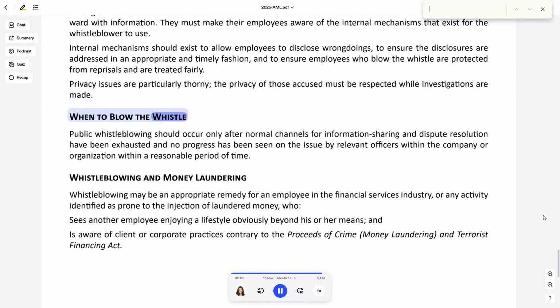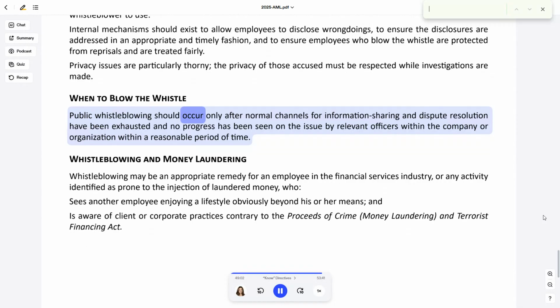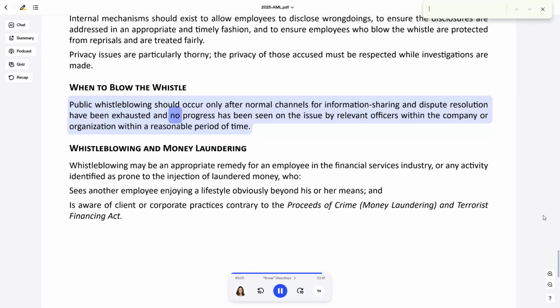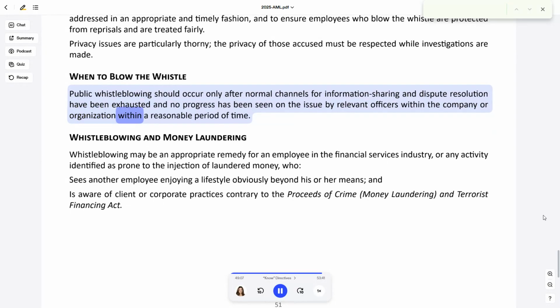When to blow the whistle. Public whistleblowing should occur only after normal channels for information sharing and dispute resolution have been exhausted and no progress has been seen on the issue by relevant officers within the company or organization within a reasonable period of time.